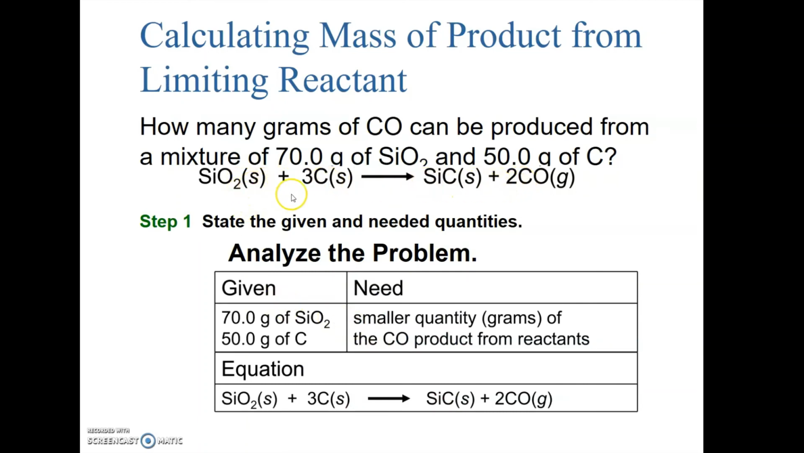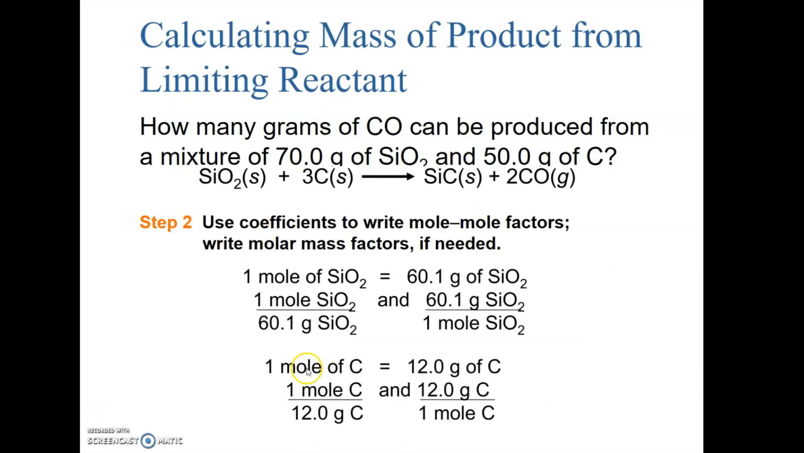After the equation is balanced, then you can start the problem: figure out what is given and what you are trying to calculate. In this problem, since we are given the mass of 2 reactants, we need to figure out which one of them is the limiting reactant and which one is the excess reactant, and finish the calculation according to the limiting reactant.